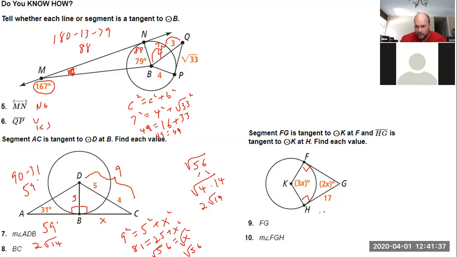So we can say 180 is equal to 2x plus 3x. So we'd have 180 equals 5x. Divide by 5.